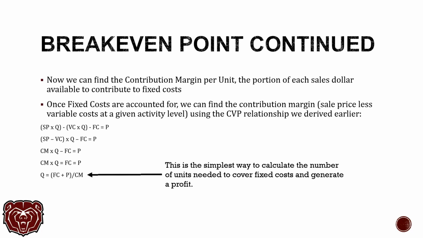If you need to find one of those numbers, then you can use that formula at the top and simplify your way down. But most of the time, I would imagine we're going to get a pretty clean version of this where we can just use this: quantity equals fixed cost plus profit divided by contribution margin.